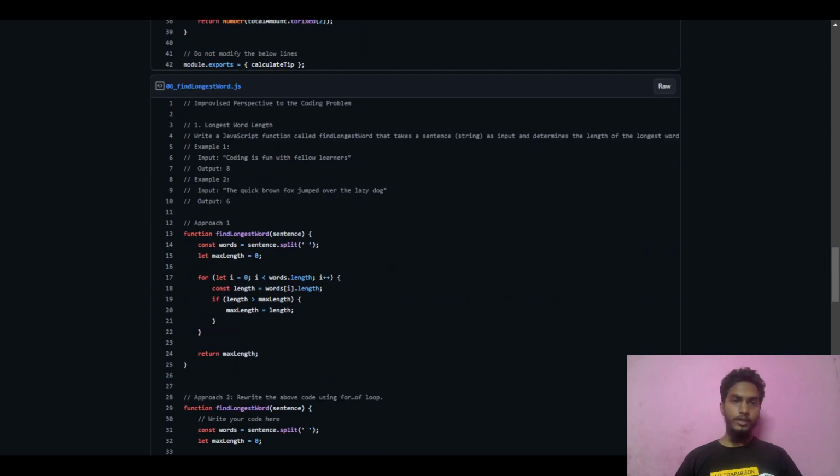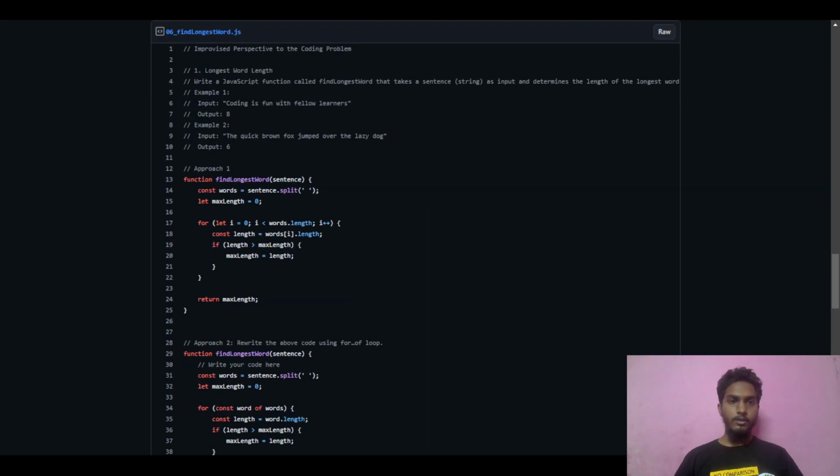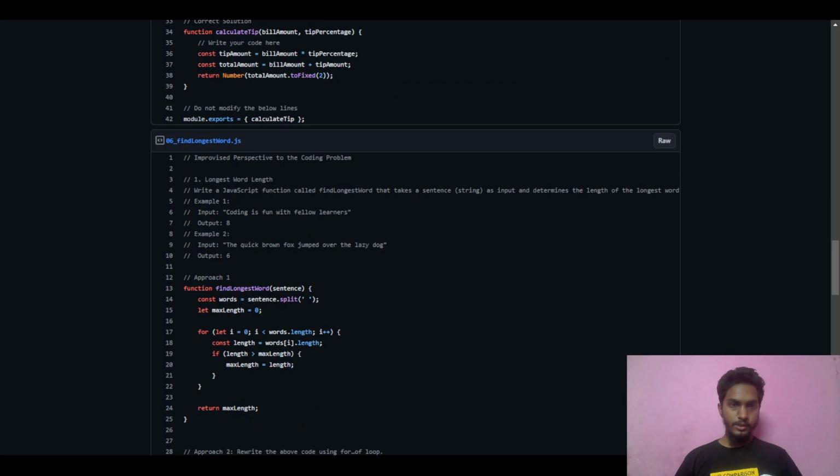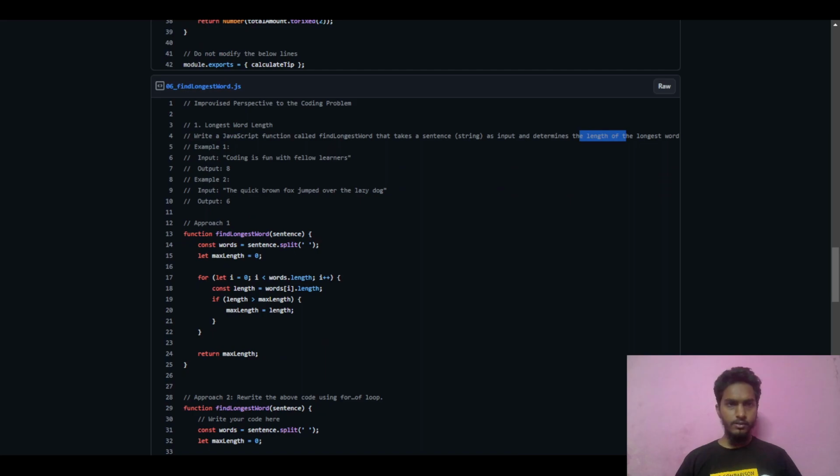The third question is from the improvise perspective coding problems. So the problem here is longest word length. Write a JavaScript function called find longest word that takes a sentence as input and determines the length of the longest word. We have two examples. Like in coding is fun with fellow learners, the longest word is learners and its length is 8, and here the longest word is jumped and its length is 6.